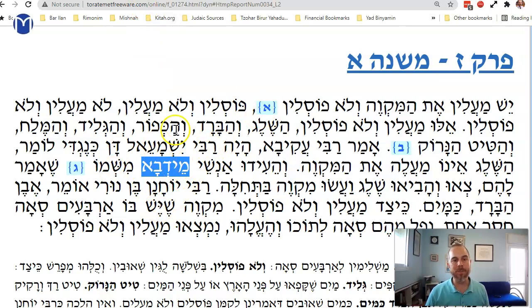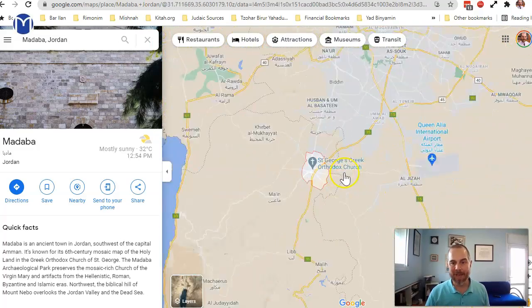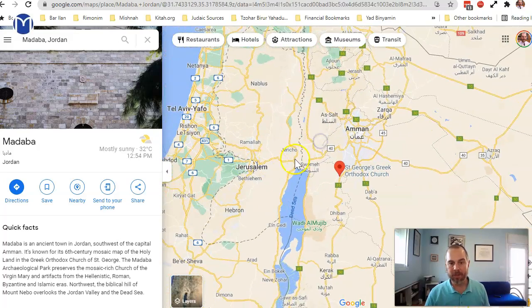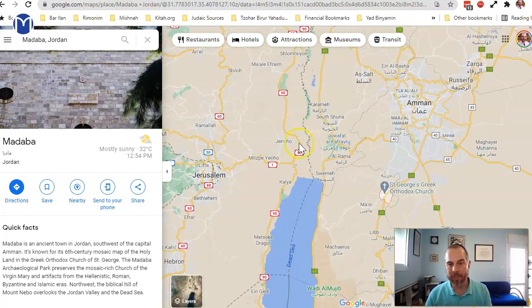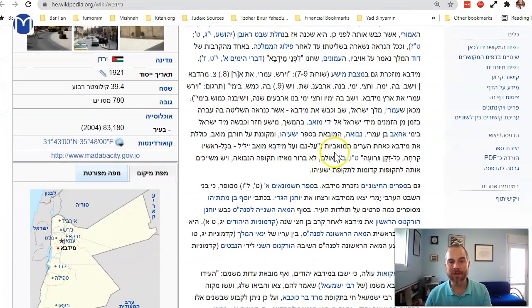Who are the people of Medva? Where is Medva? Medva is a city in the west of Jordan, right near Amman. It's the same distance from Yerushalayim to Yericho, basically. It's really not far. So it's very interesting. If you look at Wikipedia under Medva, you can see that Medva is mentioned in Divrei Hayamim. It would make sense that there was a large Jewish settlement here.